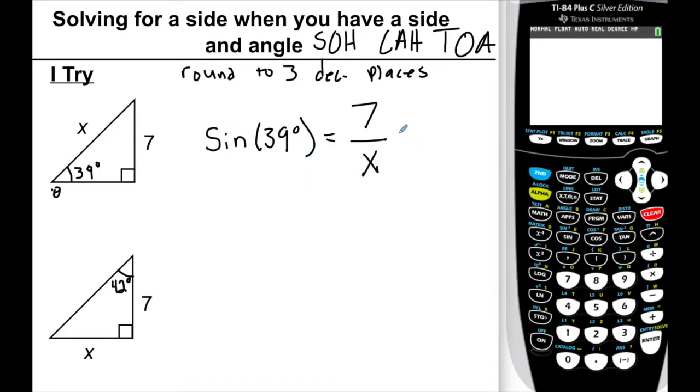So if I take both sides of this equation and I multiply them by x, on this side, x is going to cancel out, right? We know x can't be 0, but there's no such thing as a 0 side length, so I'm not really concerned about that happening.